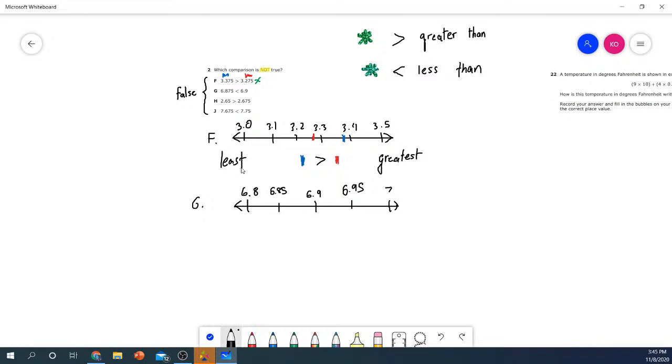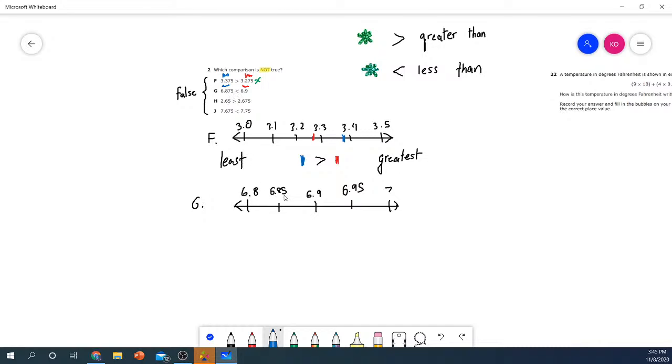So let's make this blue and this red. Okay. So 6.875. So according to its 10th place, that's an 8. And we know 8 is less than 9. So we know that it would be below 6.9.